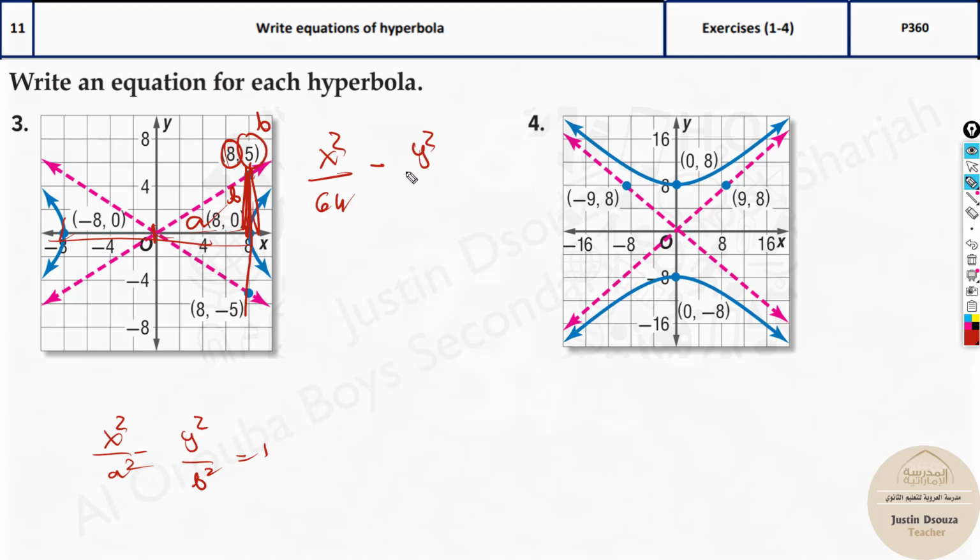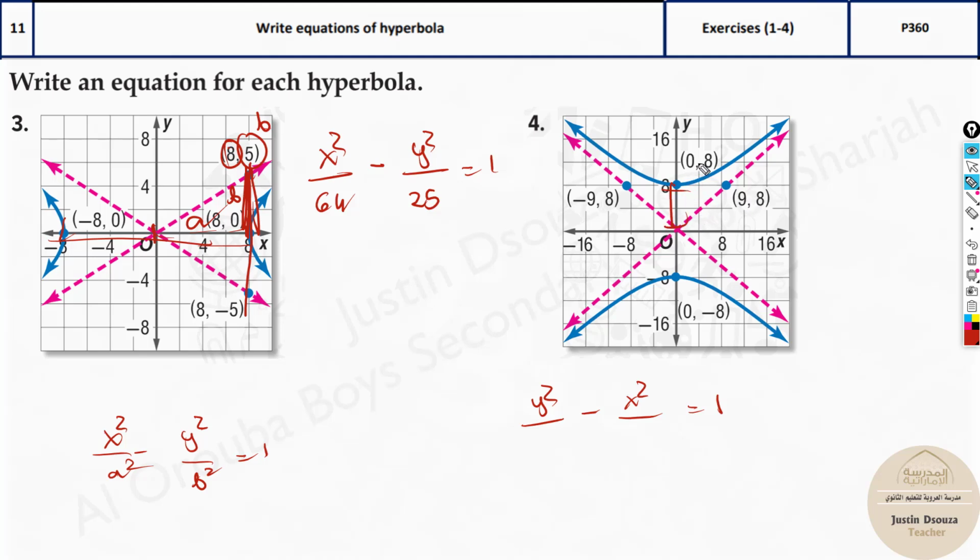Over here it is minus y squared by b squared, where b is 5, so 5 squared is 25, equals 1. Similarly, over here also we can solve it. It's not x squared here. It's y squared by a squared minus x squared by b squared equals 1. Now what is a? That is this, from here to here.